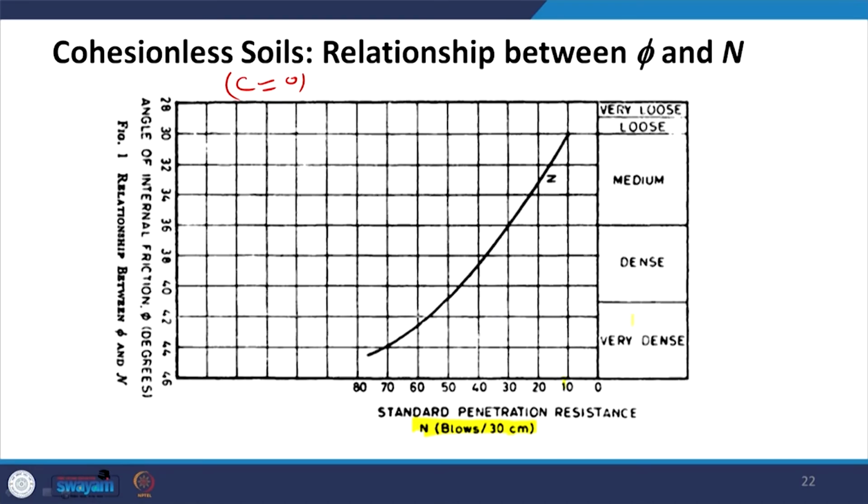So, you have medium, dense and very dense, and this chart is applicable for medium, dense and very dense sand, but not applicable for very loose and loose sand, because there you need to have interpolation. The phi value will be very low. So, using this we can find the value of phi. Once you know the value of phi, then you can determine the values of NC, NQ and N gamma, and the calculation can be done.